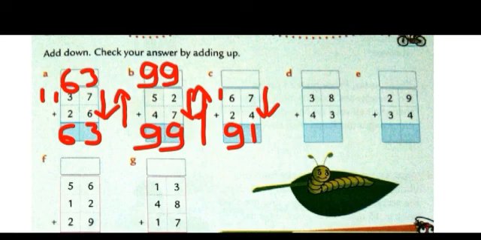Now let's check the answer. So now we will add in this direction. 4 plus 7 is how much? 11. So we will write 1 here and this 1 will be carried to the tens side. 1 is already written here. See, okay. Now 2 plus 6 plus 1. How much? 9. So see, our answer is correct. 91 and 91.